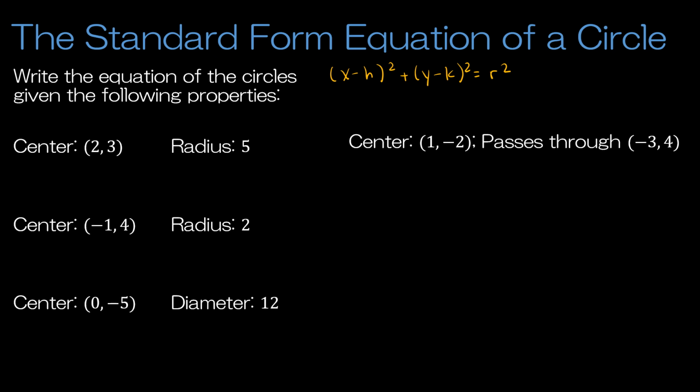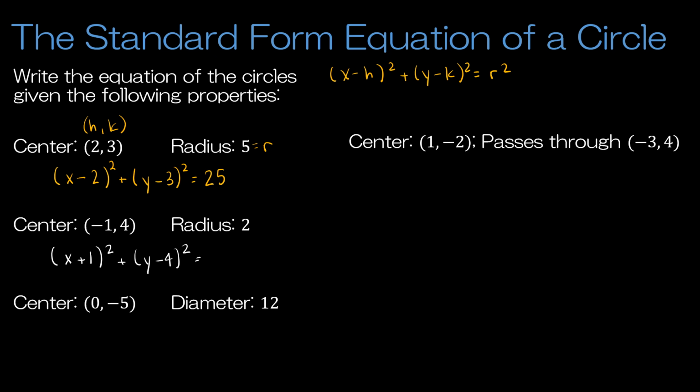So pretty straightforward for this first question. It says write the standard form equation of the circle given the center of (2, 3) and the radius of 5. So if the center is (2, 3), that's h and k. So I'm going to say this is x minus 2 quantity squared plus y minus 3 quantity squared is equal to r squared. So this is obviously r. So 5 squared, which is 25. Second one, equally as straightforward. x minus -1, which turns into x plus 1 quantity squared, plus y minus 4 quantity squared is equal to 2 squared, or 4.